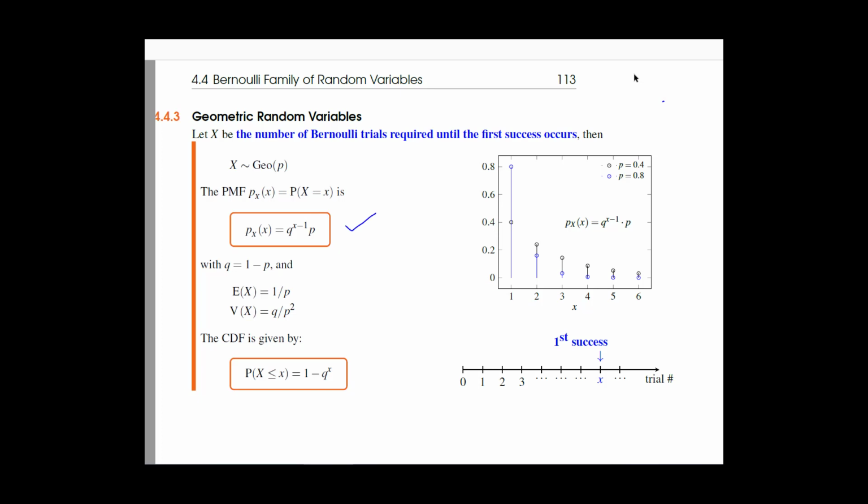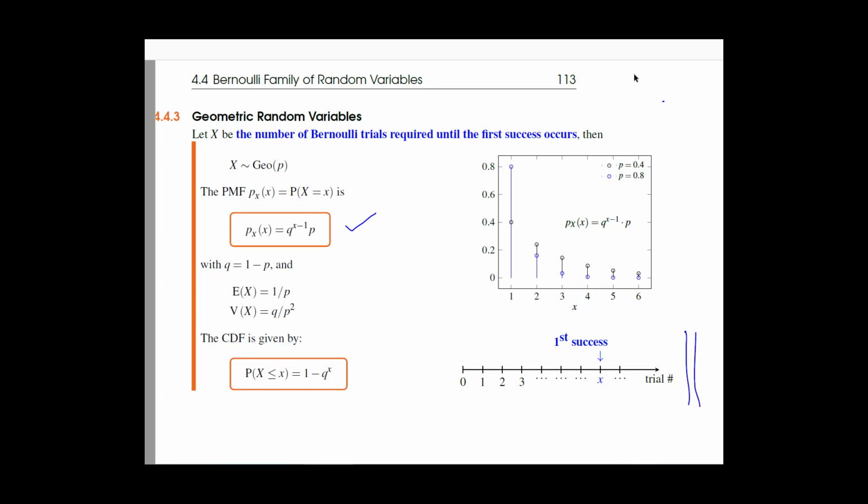It's q, remember q is 1 minus p to the x minus 1 times p. Now the best way to see why this PMF is true is with this trial number line right here. So the PMF acts for the probability that x equals little x. That means what is the probability that the first success happens on trial number x, as in here.